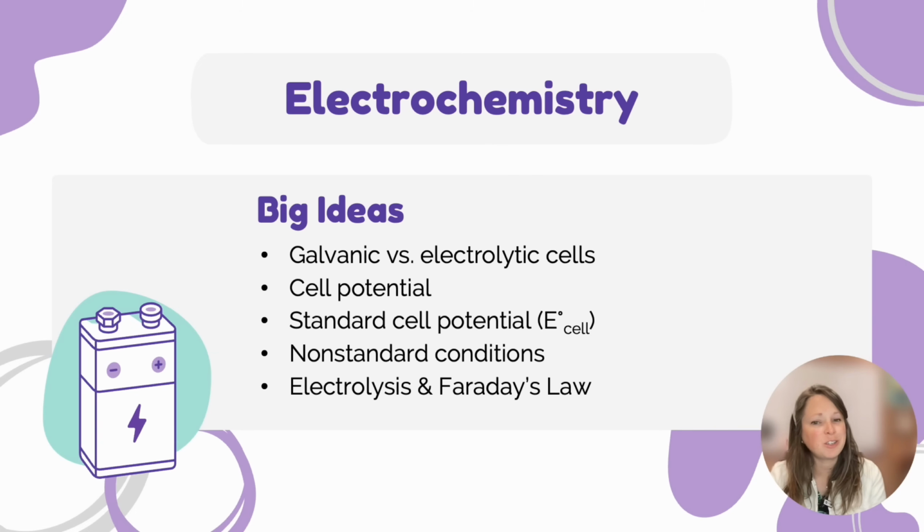All right, and electrochem is still the topic that I'm seeing the most requests for. So let's spend some time just reviewing electrochemistry before I close this out. So let's talk about the differences between the different types of cells, how to calculate the cell potential, the difference between the standard cell potential and the non-standard condition, and then electrolysis and Faraday's law.